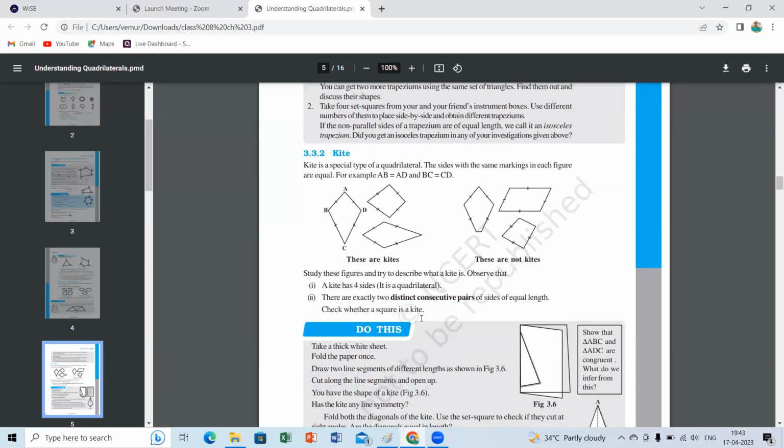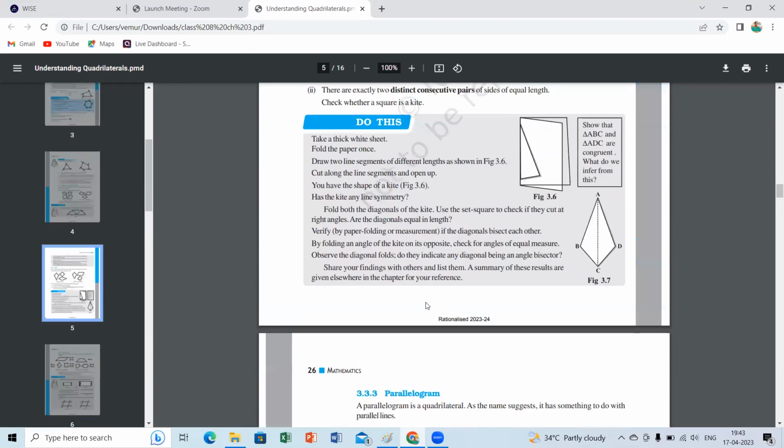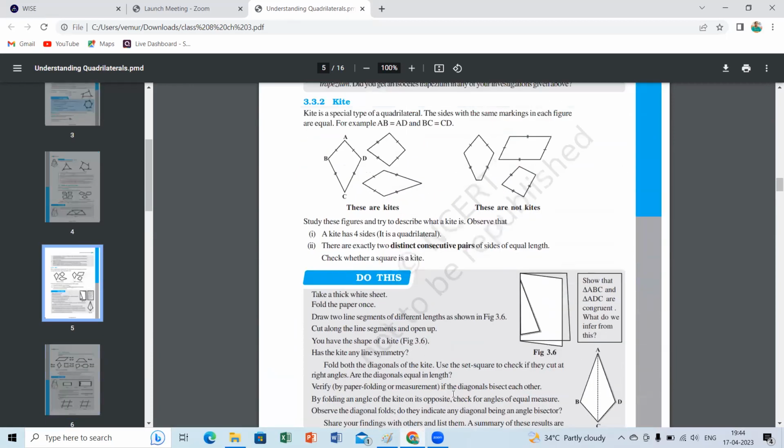What about opposite vertices being equal in angle? How can you say opposite angles are equal? Suppose A and C are opposite. Are both equal here? No, ma'am, they are not equal. Only what we can take as equal in length.